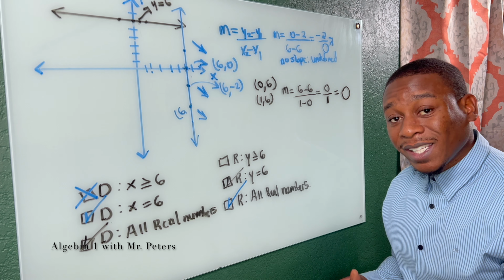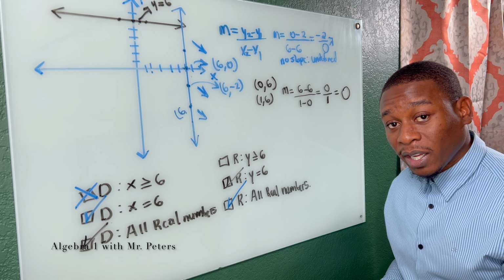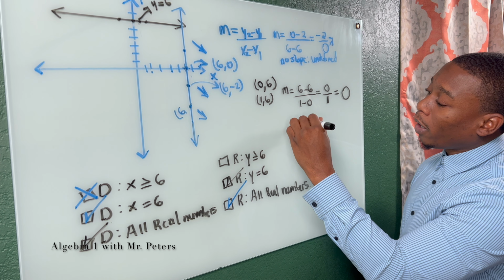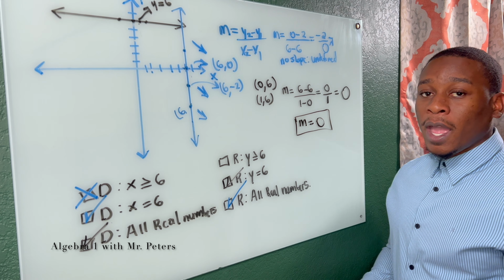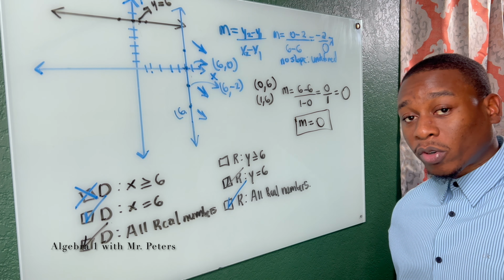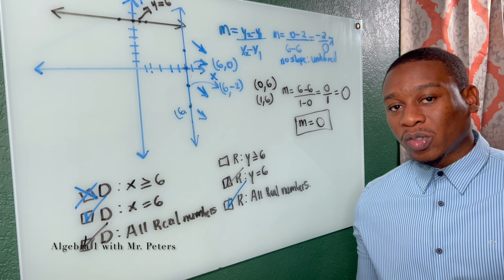So there is a slope, right? The slope m is just 0, meaning that it is a straight line. And that is the difference between horizontal slopes and vertical slopes.